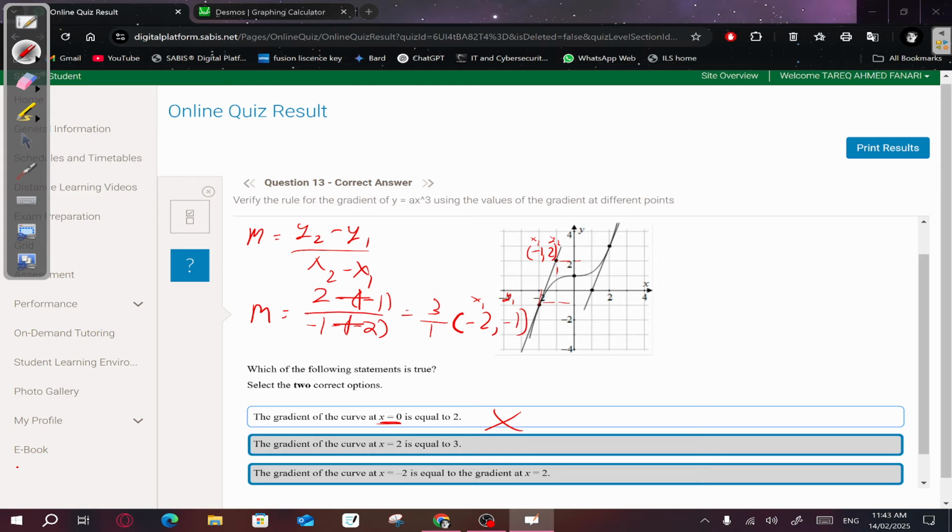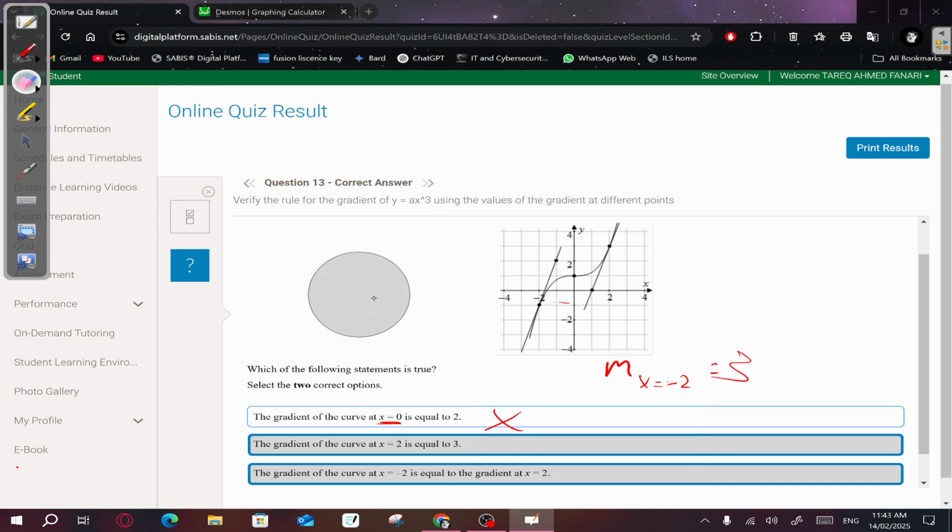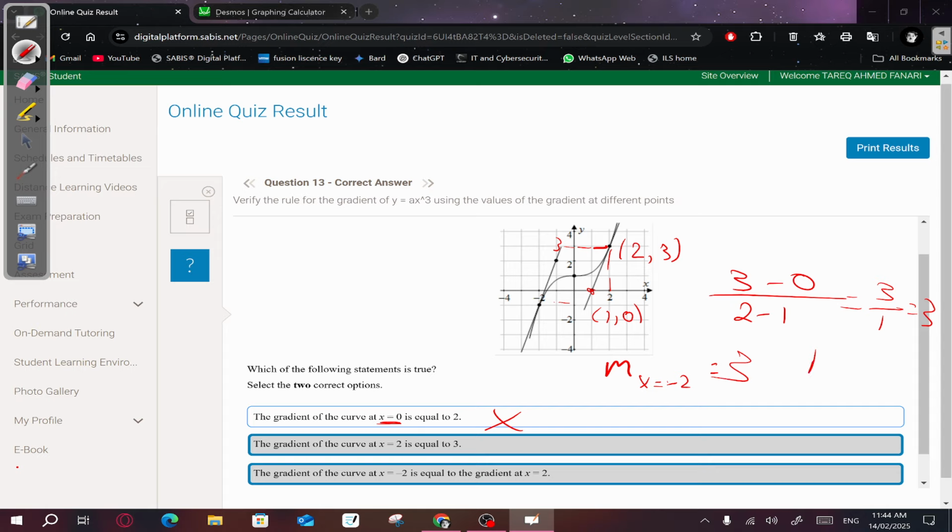Okay, now let's find the other one. This is 3 and this is 2, so the point is 2 comma 3. And then our other point is very easy, 1 comma 0. This is our second point. Now very easy: y2 minus y1 over x2 minus x1. 3 minus 0, 2 minus 1. It's going to be 3 over 1, which equals 3. So the gradient at x equals 2 is also equal to 3.